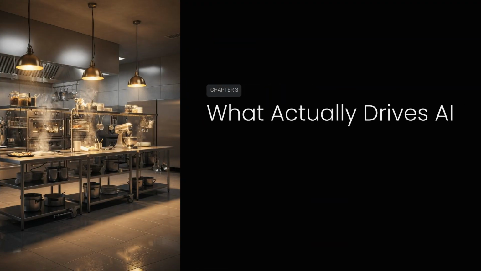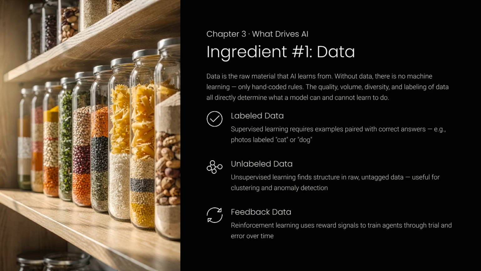Finally, Chapter 3, what actually drives AI? Strip away the mystery, and 3 core ingredients remain: data, math, and compute power. No magic is required to build effective AI systems. First, we have data. It is the raw material that fuels machine learning. Without quality, well-labeled data, a model cannot learn effectively. The way you collect and label your data fundamentally defines what a model can achieve.